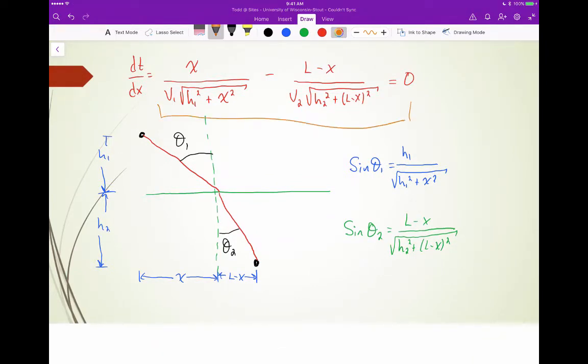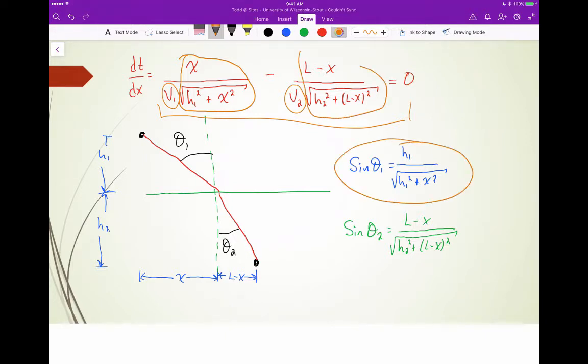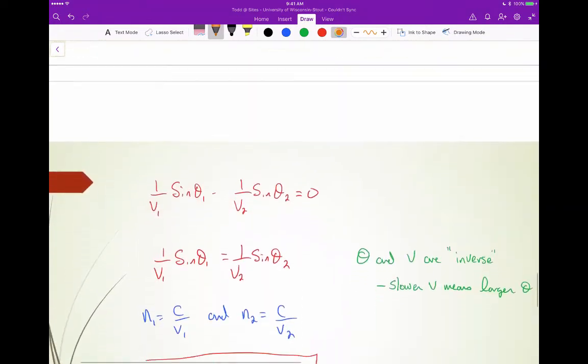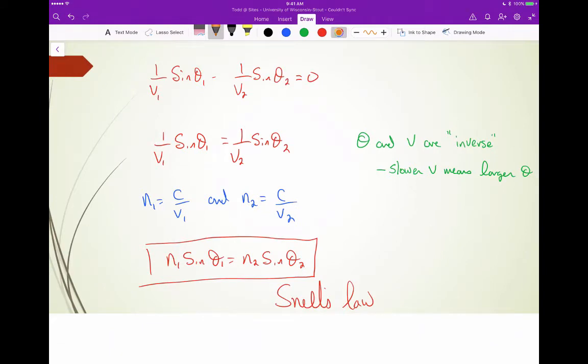It's very similar to what we got for the reflection case. The primary difference is we now have this v1 and v2 that get involved because the velocities are different in the two media. We're going to go ahead and make use of the fact that I can rewrite this term right here as the sine of theta 1. This term right here is sine theta 2, and so I can plug these into my equation for dt by dx. And what we get is this thing right here.